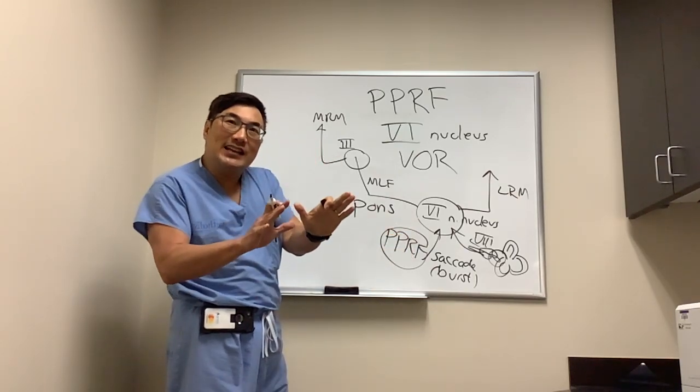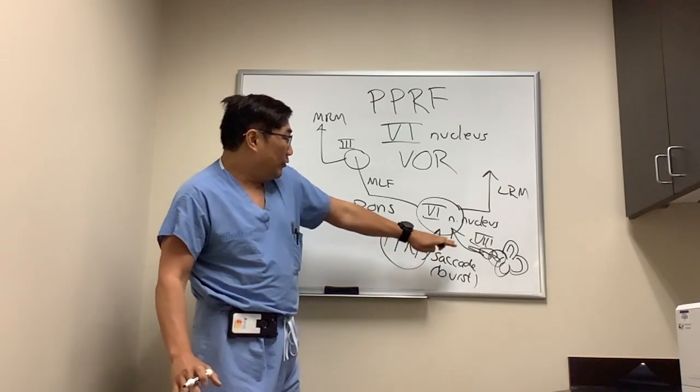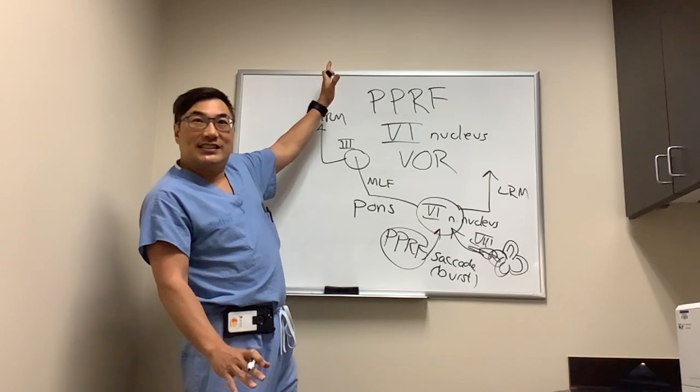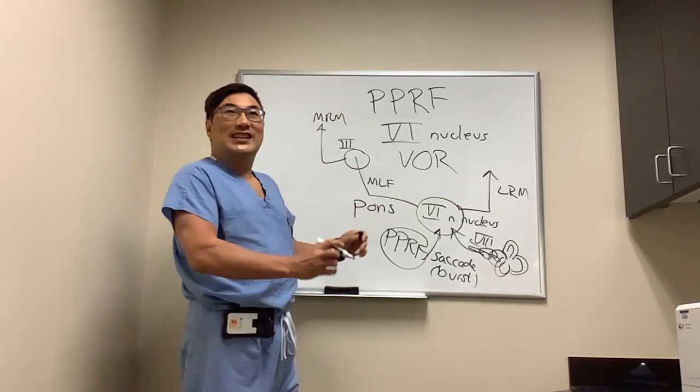However, if you're lucky enough to have an isolated saccade palsy only, you overcome it with the doll's head maneuver horizontally. There's no lesion in the contralateral frontal lobe that can account for it. That one is PPRF.